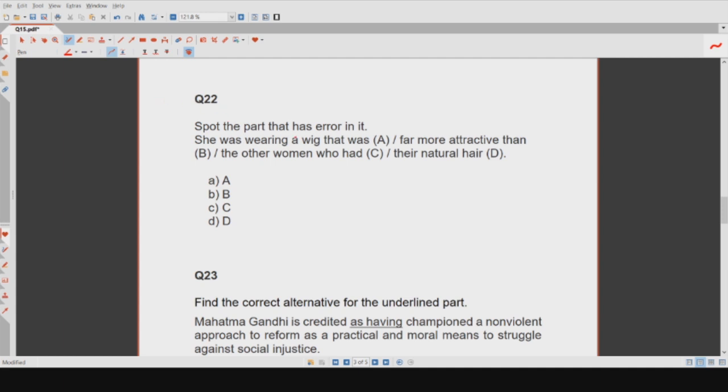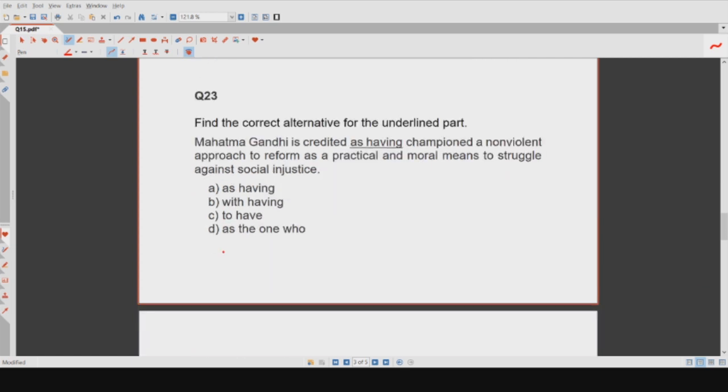She was wearing a wig that was far more attractive than the other women who had their natural hair. There is ambiguity in the sentence. The wig should be compared to the natural hair of the woman and not to the woman. So, option C will be the correct answer. Question 23.